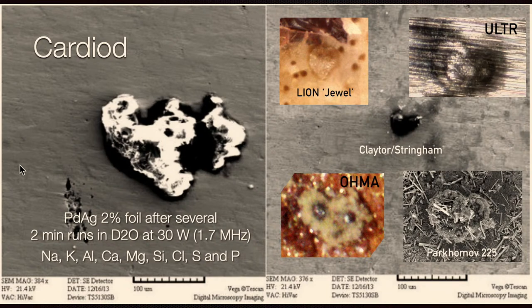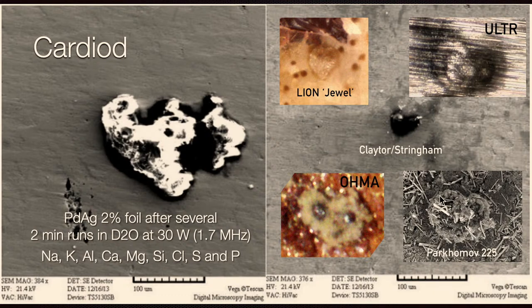They stripped this material off, and underneath, they found a very much more defined cardioid. This is palladium and silver. This is palladium coated on steel in a Mars's thing with our cardioid structure on it. I've already showed you the synthesized elements on here in a vortical structure. This is on the outside of the lion jewel structure. We have a cardioid here with the overlaying vortices there. This is on the ultra experiment.